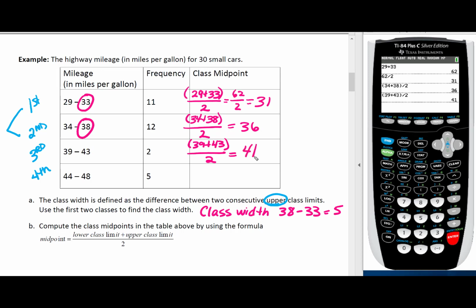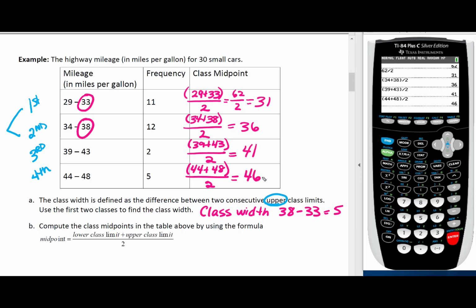And our last interval is between 44 and 48. To find the class midpoint, we're going to take 44, add 48, divided by 2. On our calculator, make sure we put the parentheses around there. 44 plus 48 inside parentheses. Take that all, divide it by 2, and our answer is 46.